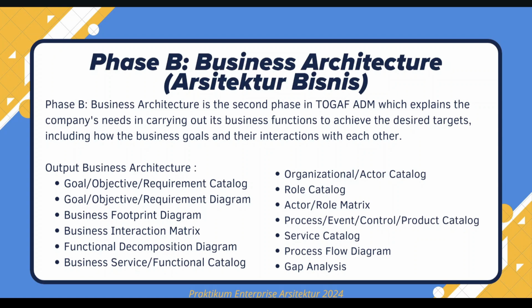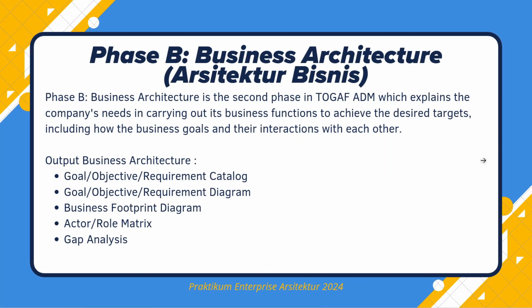Thank you. Okay, then I, with the assistant code ITAA, will continue the material about business architecture. Business architecture is the second phase in TOGAF ADM, which describes the needs of the company in carrying out its business function to achieve the desired targets, including how business objectives interact with each other. Business architecture outputs are the Goals Objective Requirement Catalog, Goal Objective Requirement Diagram, Business Footprint Diagram, Actor Role Matrix, and Gap Analysis.